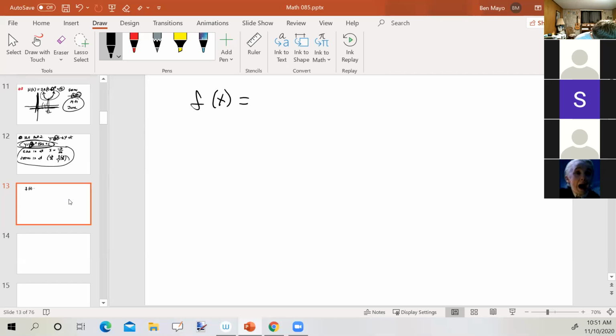f of x equals x squared plus 4x plus 5. So it is in that form, y equals ax squared plus bx plus c. We are going to determine the axis of symmetry and the vertex. We're not going to graph it yet. We're just going to find the axis of symmetry and the vertex, and then does the graph open upward or downward? Okay, so it's in standard form. a is 1, b is 4, and c is 5.